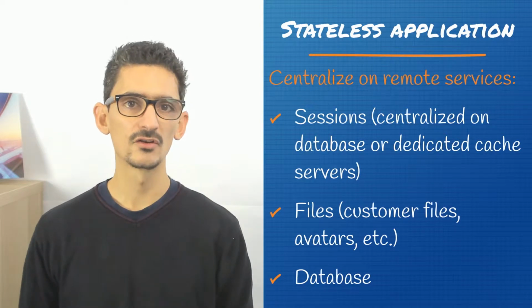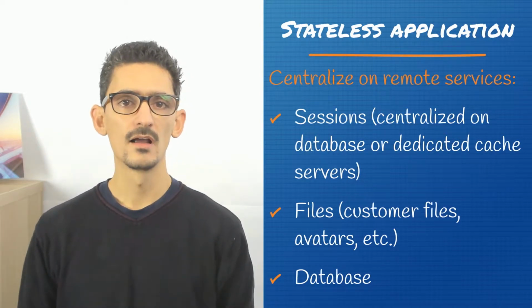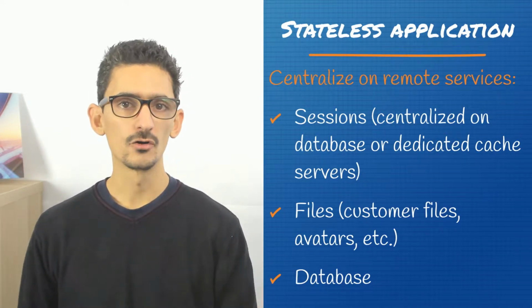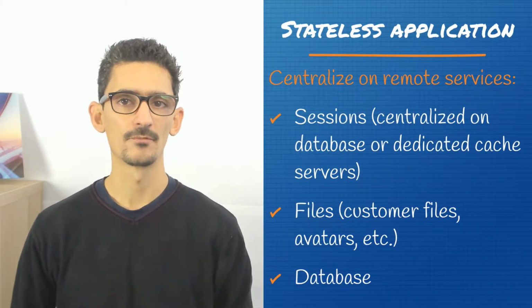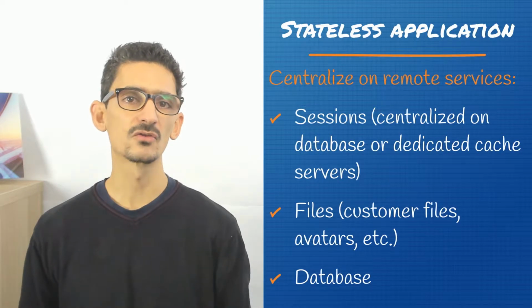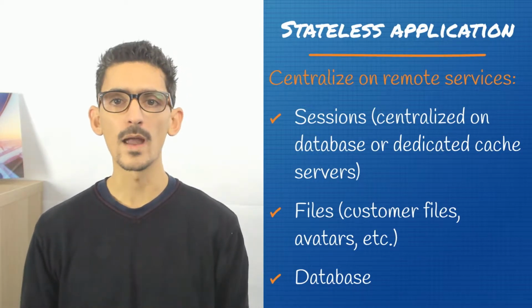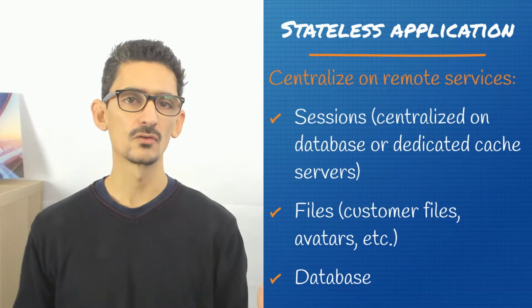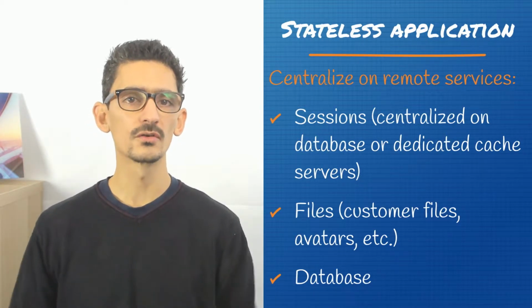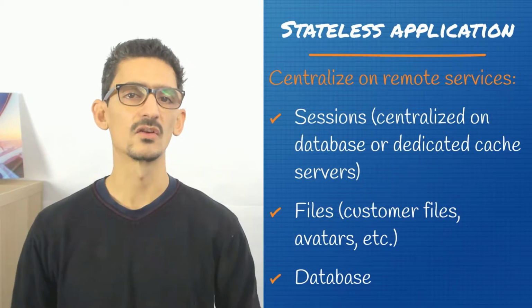The second thing you need to centralize somewhere are the files, like your customer's files, his avatar picture, etc. And usually there are services like Amazon S3 that are well known for this. And the third component that you need to centralize is, of course, the database. This is the easiest part.